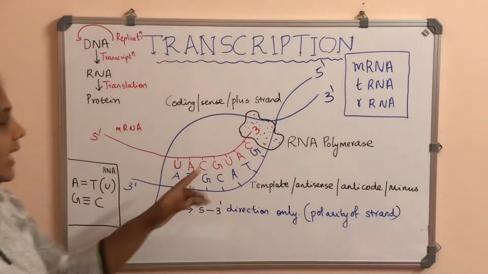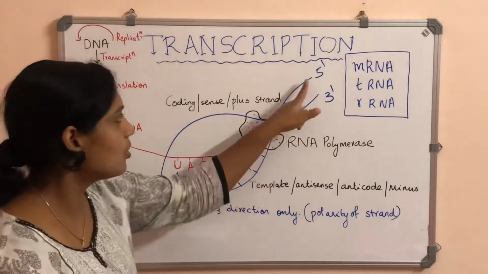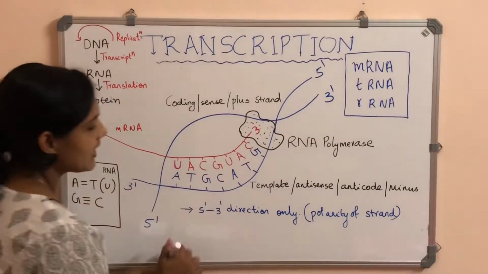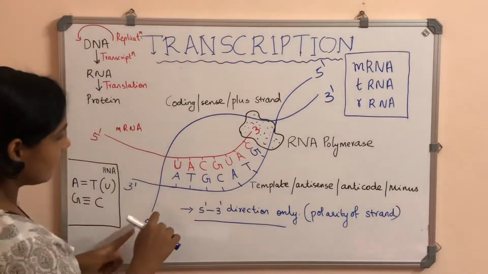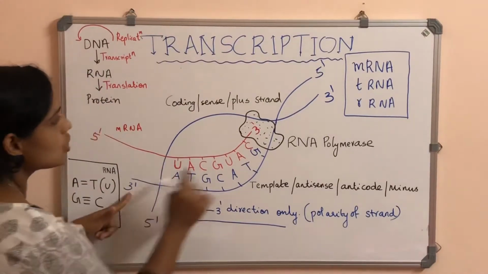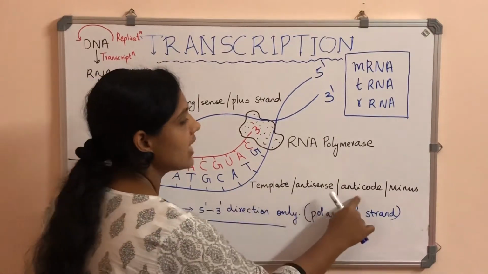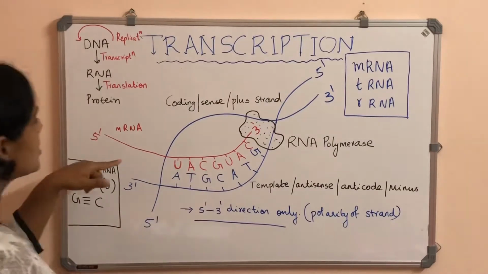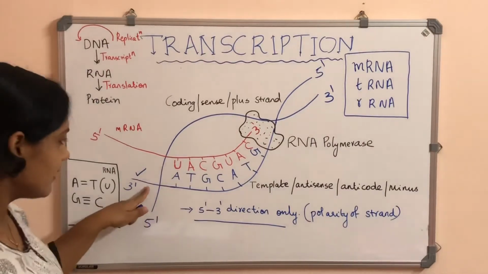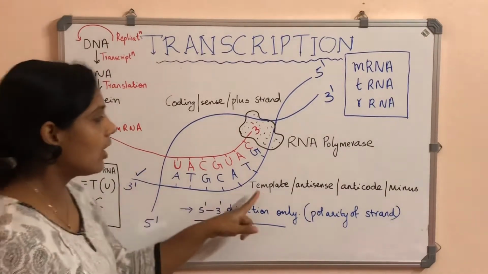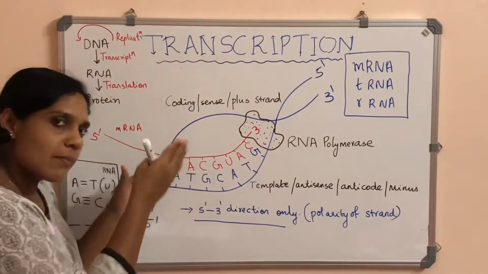For this we need a DNA double-stranded helix. See the polarity, 5' to 3' and 3' to 5' end. Transcription will take place in only the 5' to 3' direction. The 3' to 5' end strand will act as the template, or antisense, or anticode, or minus strand. We are going to synthesize mRNA from this strand. It is called template, antisense or anticode because we are making codes from the anticode strand.